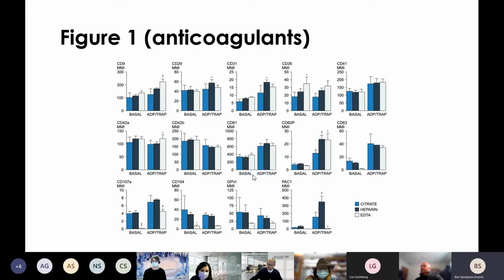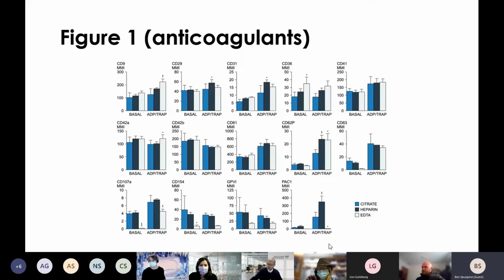So to determine the best anticoagulant, we collected blood into citrate, heparin and EDTA tubes and added this blood to antibody cocktails with or without platelet agonists. And we used the combination of ADP and TRAP as platelet agonists in order to induce the expression of all 14 markers, because some markers are very low or absent on the surface of basal platelets. And generally, we found that staining was comparable for most markers across the 3 anticoagulants.